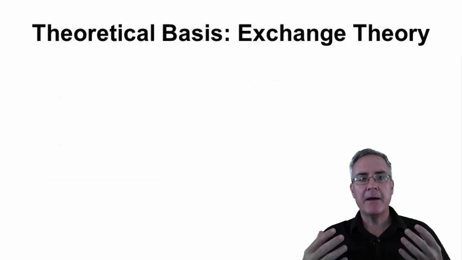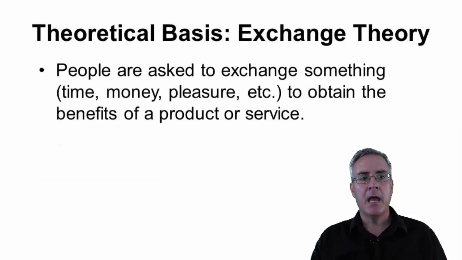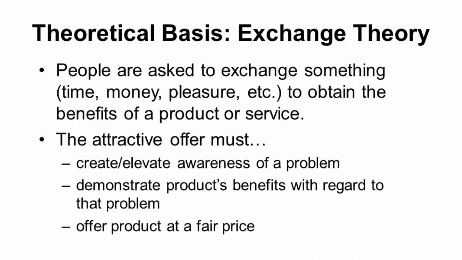Social marketing draws heavily upon the exchange theory. In a social marketing campaign, people are asked to exchange something, such as time, money, and pleasure, to obtain the benefits of what is being promoted. The campaign must make an attractive offer, one that creates an increased awareness of the problem, demonstrates the product's benefits, and is available at a fair price.